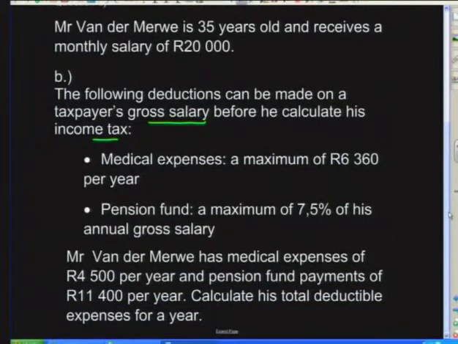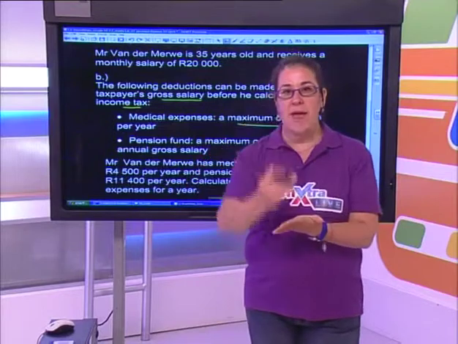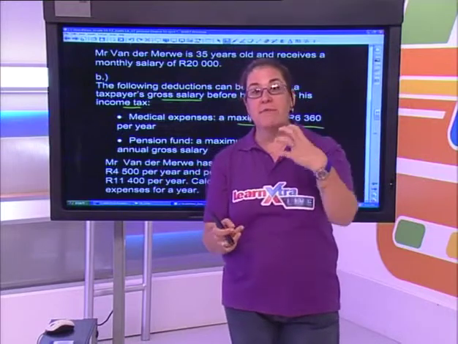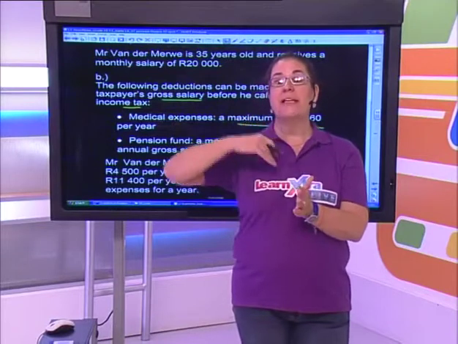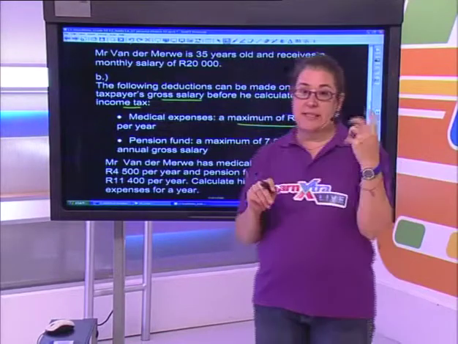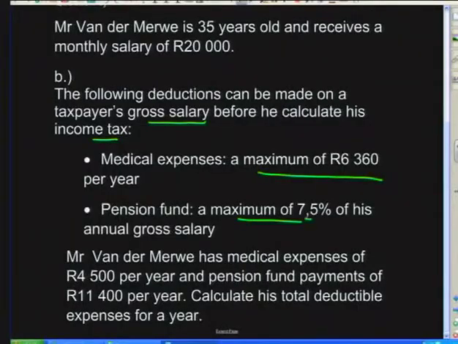We can take off medical expenses, a maximum of 6,360 per year. Now, the maximum means that you can't take off more than 6,360, but you can also only take off the maximum that you pay. So if Mr. van der Merwe only pays 5,000 rand in medical aid in the year, then he can only deduct 5,000. But if he pays more, say he pays 10,000 rand for the year, he can still only deduct 6,360.